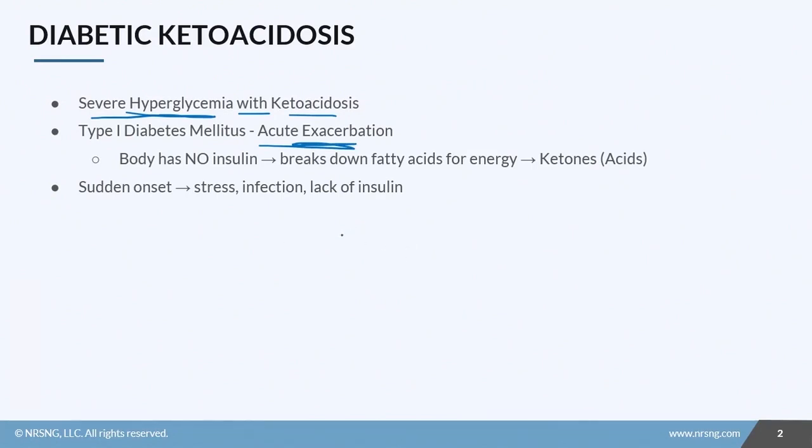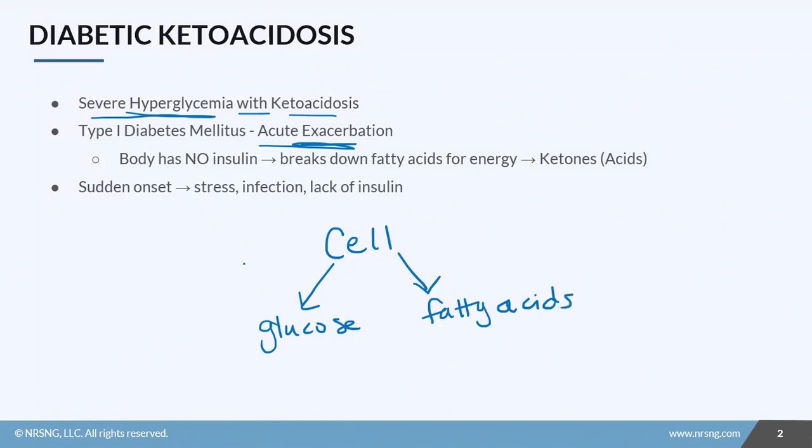Now let's remind ourselves, normally here's the cell, and the cell can use two things to get energy. One is glucose, and the other is fatty acids. Normally, in order for the cell to use glucose, it requires insulin. It gets the insulin, brings the glucose into the cell, and the cell can create ATP, or energy. If the body has no insulin, the body has to find another way to get to this energy, and so it uses the fatty acid route to try to create energy.